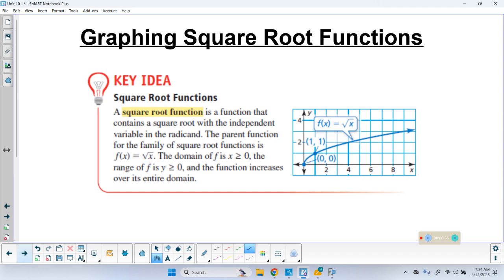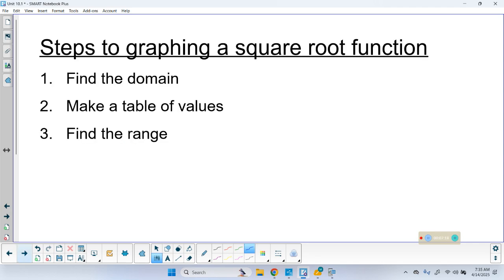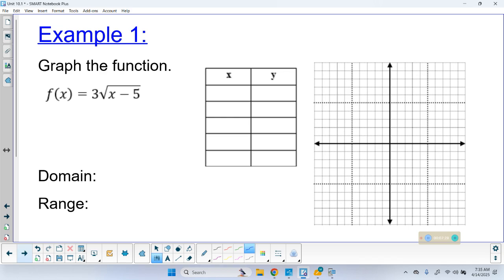So, graphing our square roots. Again, you are only going to have one arrow. You will not have two. You will have one distinct starting point. So we always have to determine what that starting point is, which means we have to find our domain first. To find our domain, you take what is underneath of your square root, and it always has to be greater than or equal to 0. So the steps in order to graph: 1 is find the domain, 2 is make a table of values and graph it, and 3 is find the range.